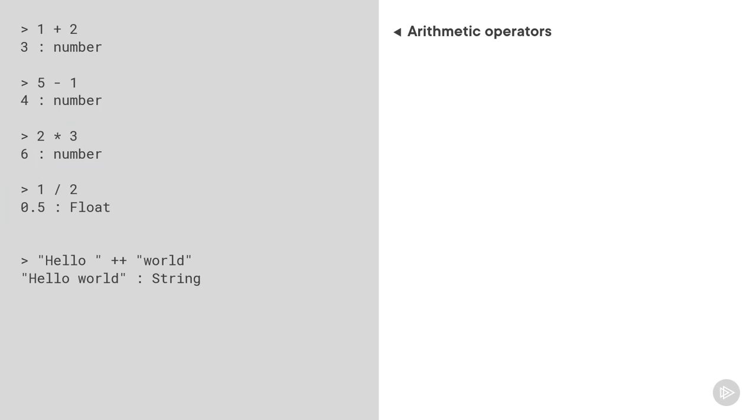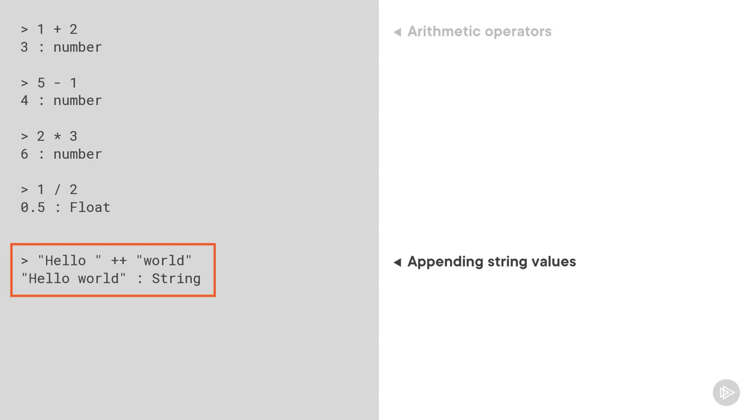A major difference from JavaScript is that appending string values has a special operator, a double plus instead of just one plus. The idea is that Elm is strict about data types, and this operator makes it clear that it's dedicated for appending values, while a single plus is for adding numbers.